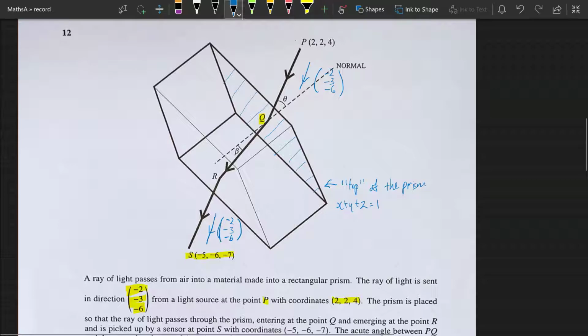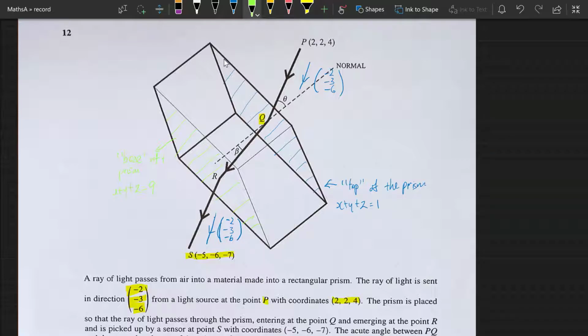And of course, finally, there is this bottom, the base of the prism. So I'm just going to shade this a little bit. This is like the base of the prism, okay? Base of the prism.